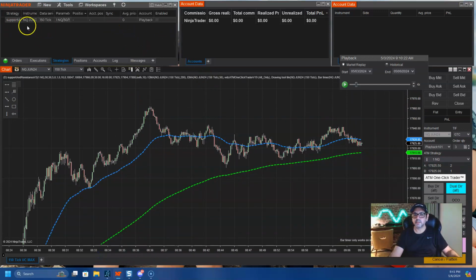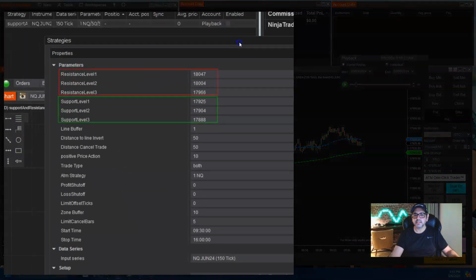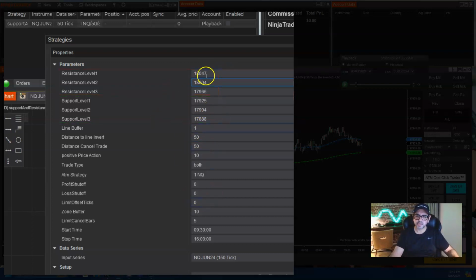Okay, so you will go and find it under the strategy, right? You enable that, actually go into edit strategy, and this is how it looks. So you have these boxes: resistance 1, 2, 3, support 1, 2, 3. You will put those key levels in there, and you can change them very quickly from the chart itself. You don't have to come inside the strategies box, the parameters box, to change that.